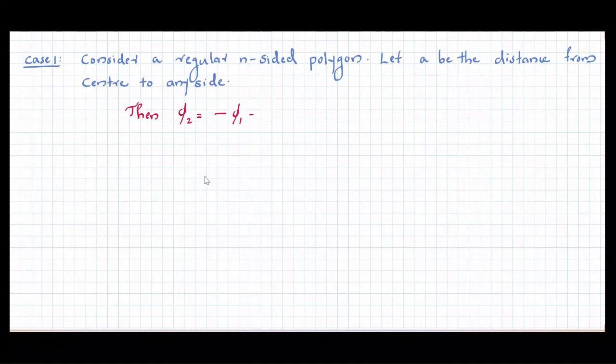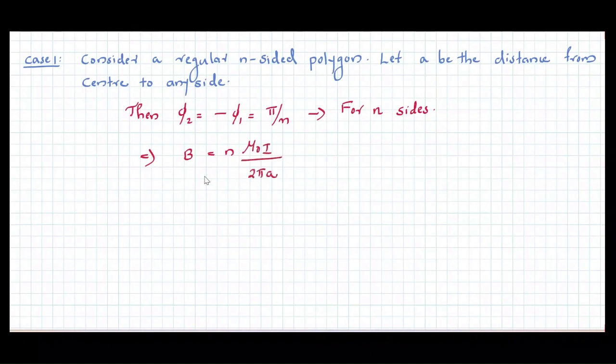Now, if we generalize the problem, then phi 2 is equal to minus phi 1, and this will become pi by n. If it is a square loop, then phi 2 is equal to minus phi 1 equal to pi by 4, that we have already seen. So in general, for a regular n-sided polygon, phi 2 is equal to minus phi 1 is equal to pi by n. Therefore, the magnetic field at the center of a regular n-sided polygon is given by B is equal to n mu 0 I by 2 pi a into sine pi by n.